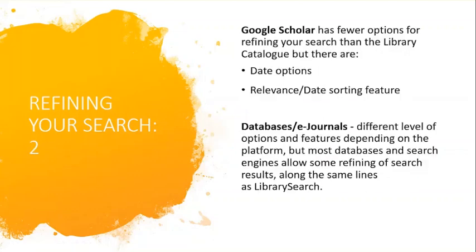Google Scholar has fewer options for refining your search. There are still some date options and some relevance and date sorting features. However, I don't find them that intuitive, and I think you're subject to the Google algorithm. And then across the board, there are different options depending on what platform you're using, if you're using other databases and e-journals, but most will give you some ability to refine your search.